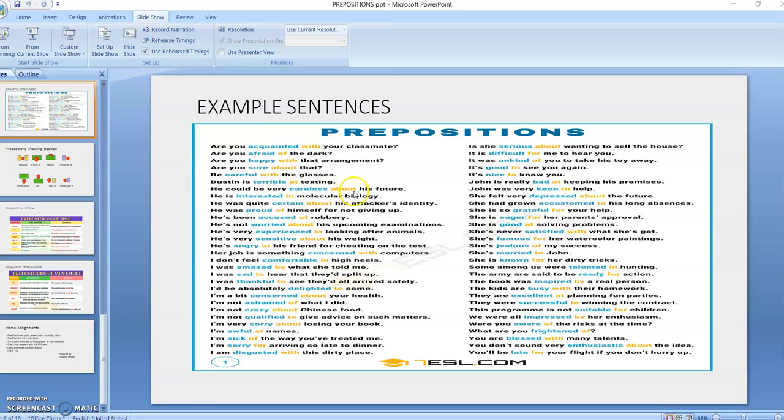He could be very careless about his future. John was very keen to help. He is interested in molecular biology. She felt very depressed about the future. Now, children, please carefully read these sentences at least twice so as to know the use of these prepositions in different sentences.